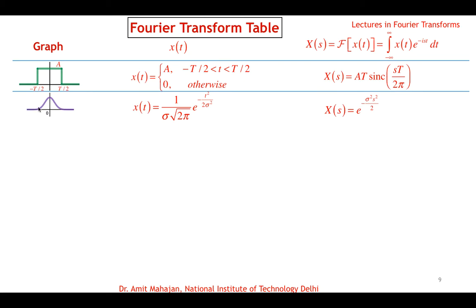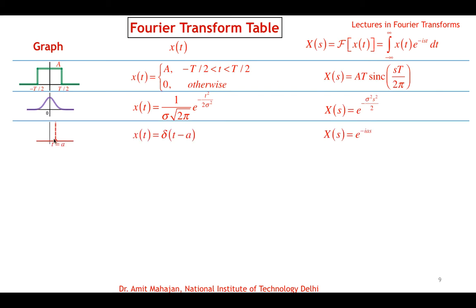Second is the Gaussian curve, which in the time domain is written as e raised to the power minus t square, and the Fourier transform of the Gaussian function is again a Gaussian function. After taking the transform, it is e raised to the power minus s square. So a Gaussian function is transformed to a Gaussian function. Third is an impulse function at a. So there is an impulse at t equal to a.